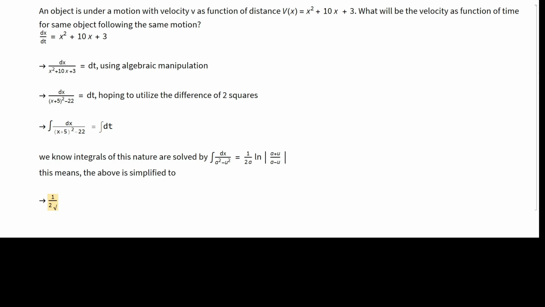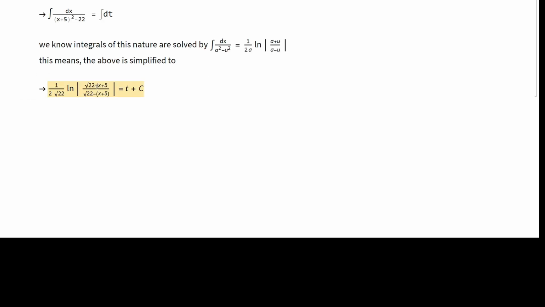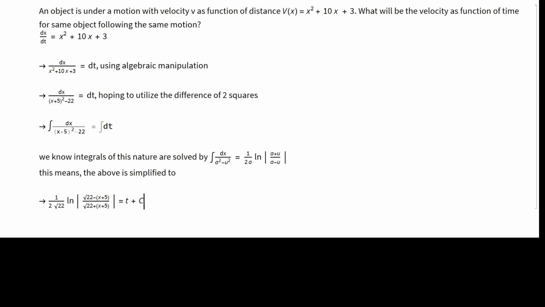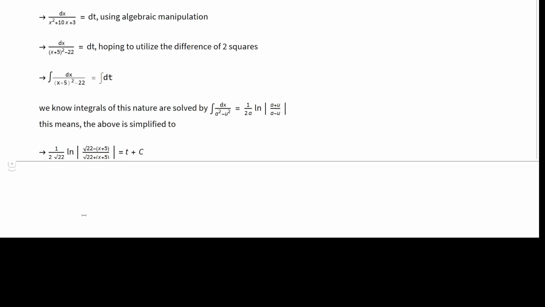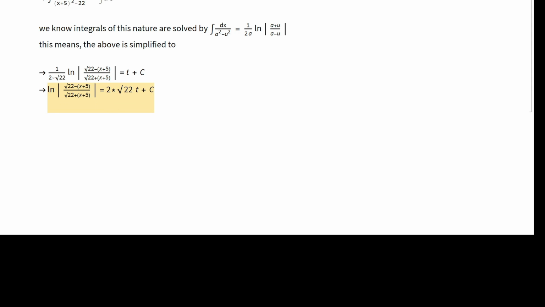So we can simplify our x side of the equation to this expression: 1 over 2 times the square root of 22, times the natural logarithm of (square root of 22 plus x plus 5) over (square root of 22 minus x plus 5). Now from here it's going to be a bunch of algebra, and you can see right there I actually messed up on my signs, so make sure to be very careful on that. The minus is on top, the plus is on bottom. You want to be very careful of this.